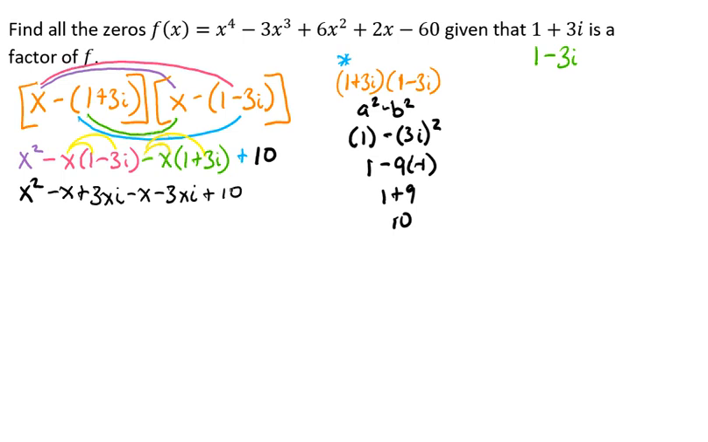So we're going to combine our like terms. So we have x squared, and that's the only one of that. Then we have a negative x and a negative x, so minus 2x. Then we have a positive 3xi and a negative 3xi, so those will cancel out. And then we have our plus 10 that's going to be just kind of by itself. So from here, we're going to do some long division now.